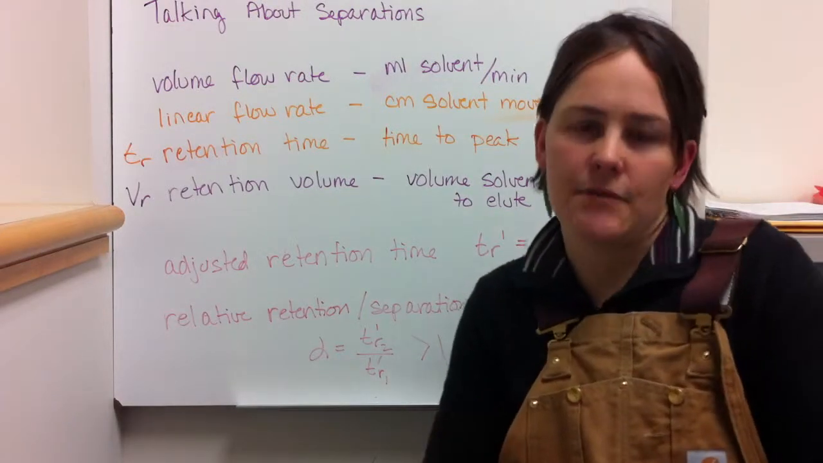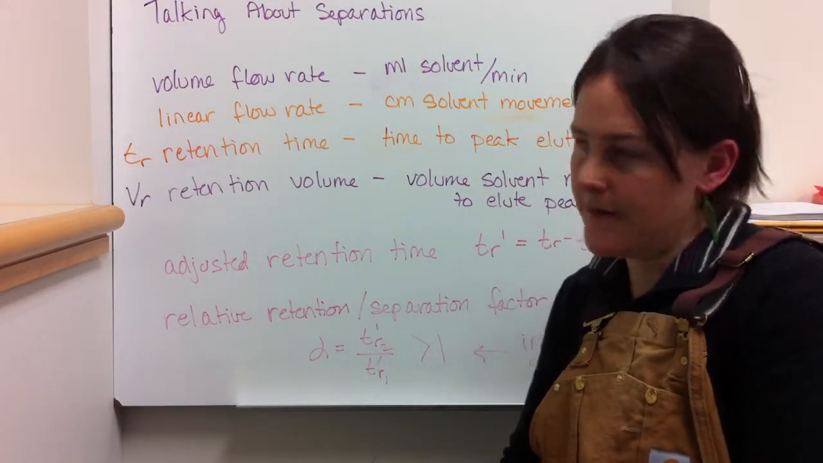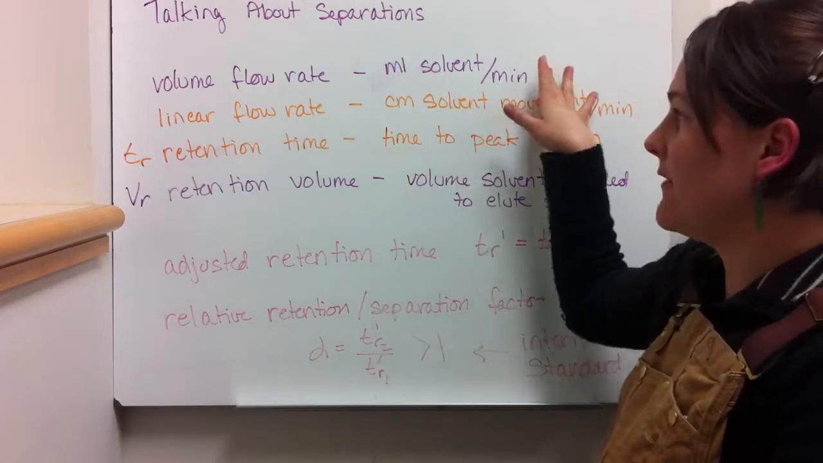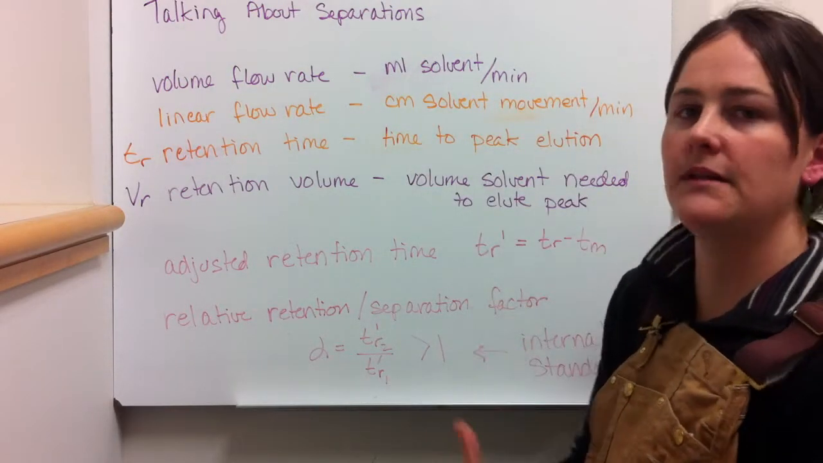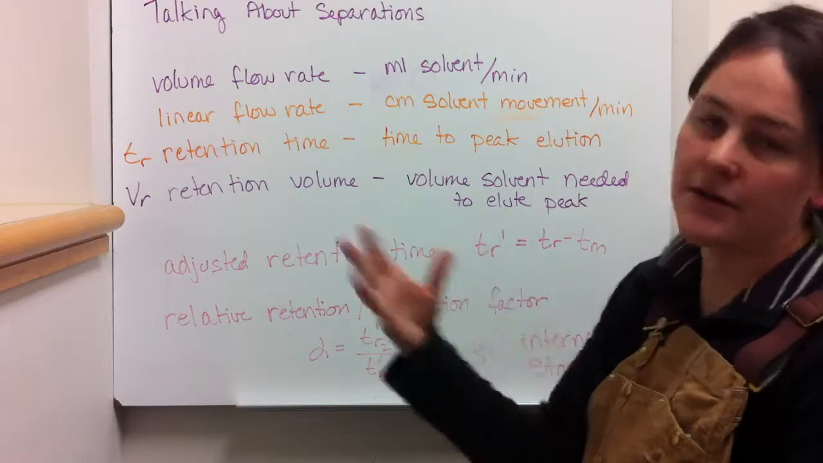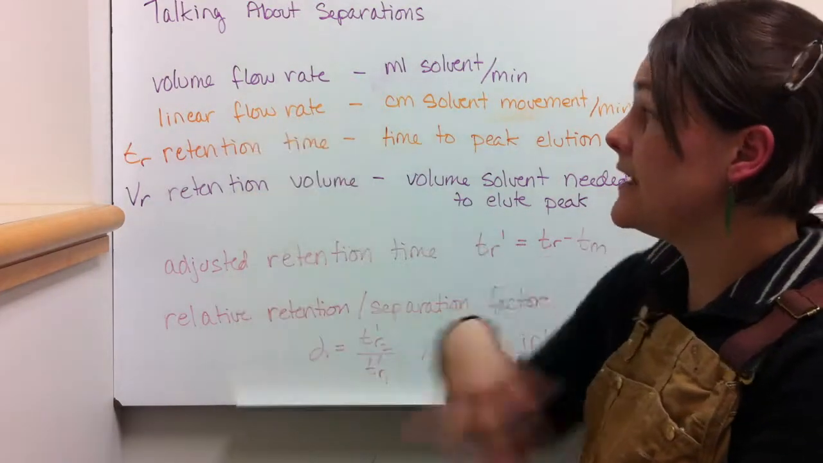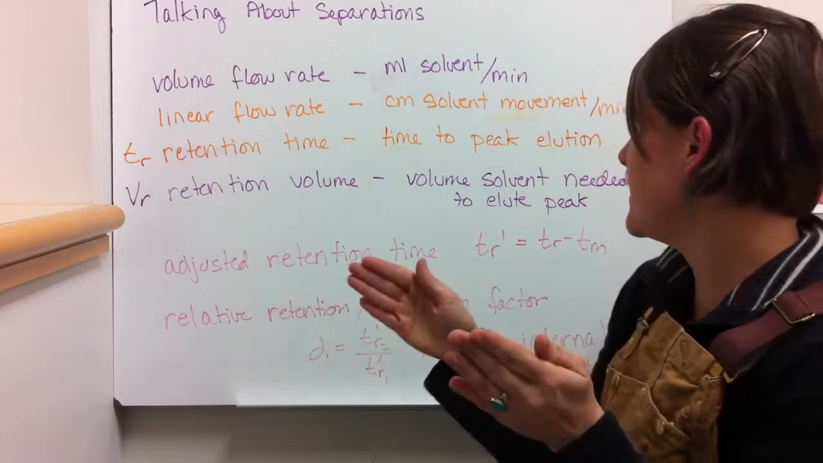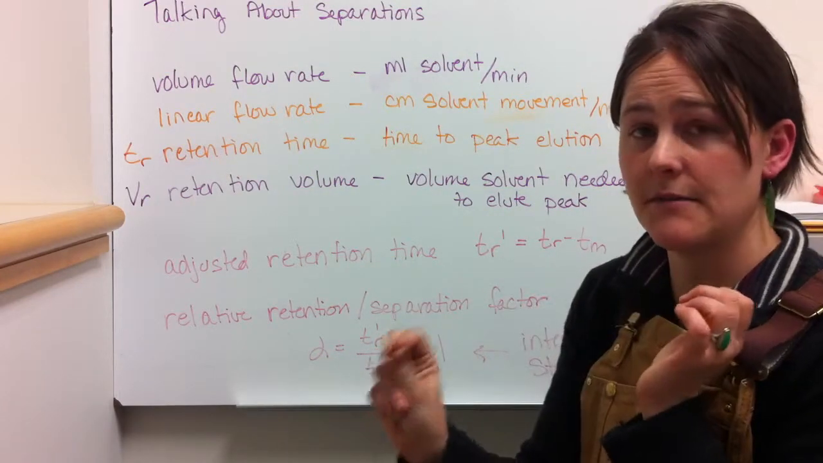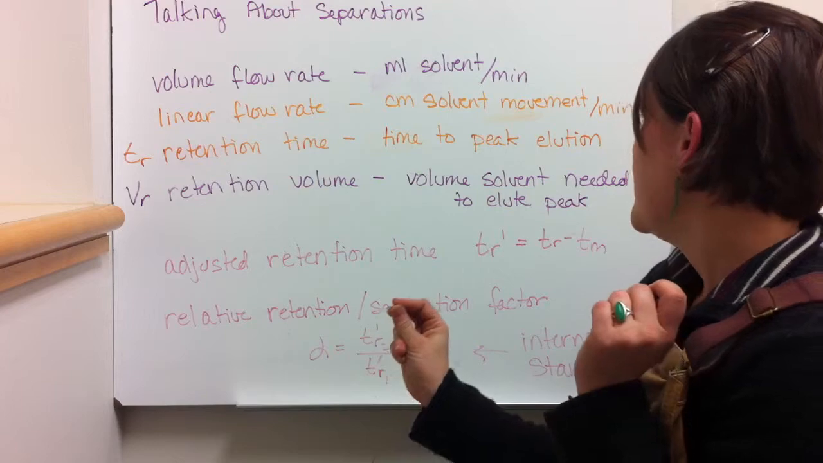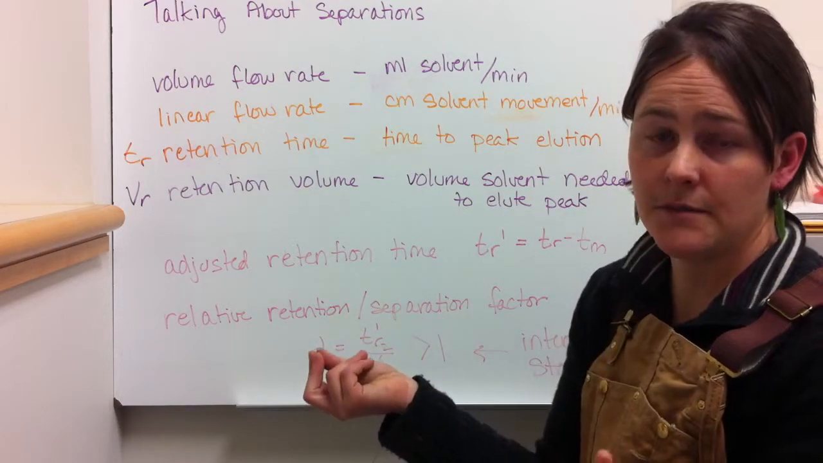First, I think we need some language to talk about chromatography. So we can talk about the volume flow rate, which is in milliliters per minute, usually. Milliliters of solvent going into the column per minute. You can have a linear flow rate, the rate at which, in centimeters, the solvent moves through the column. And so that's in centimeters per minute.